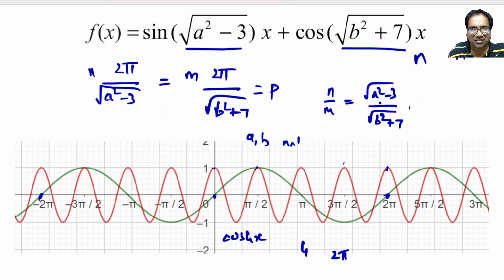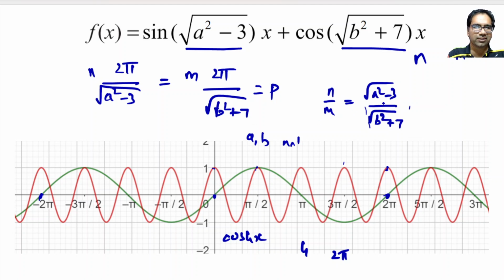We are given a, b are natural numbers, and this fraction has to be rational, right? It cannot be irrational because n by m is rational. So n is an integer, m is an integer. So under root of a square minus 3 by under root of b square plus 7, this fraction should be rational. That means the square root should be a perfect square. That means a square minus 3 also should be a perfect square and b square plus 7 should be a perfect square. Then only the square root of that will become a rational number, right?